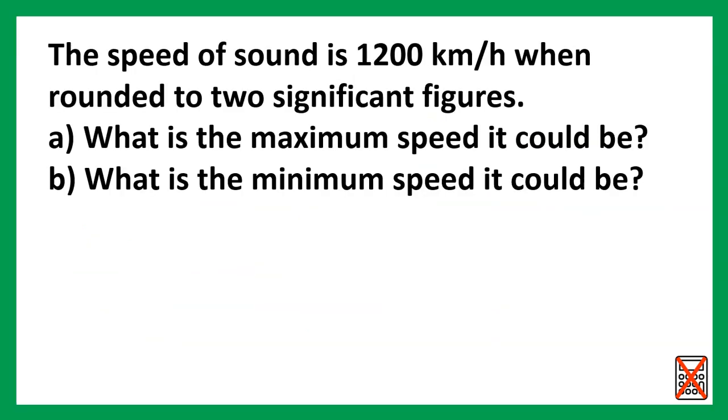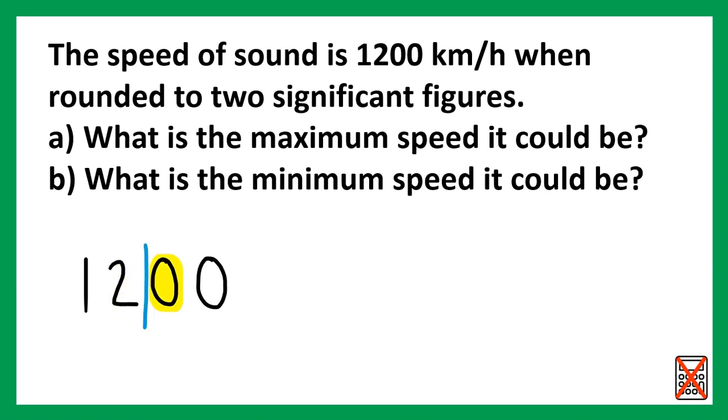On to the advanced question, one of the trickiest questions that you're likely to find on this topic. The speed of sound is 1,200 km per hour when rounded to two significant figures. What is the maximum speed it could be, and what's the minimum speed it could be? If 1,200 was rounded to two significant figures, that means my rounding line would need to go after the second significant figure in this number, which is 2.